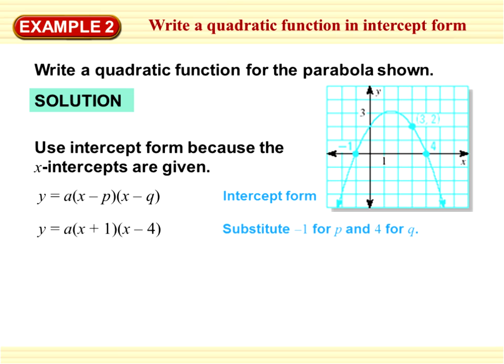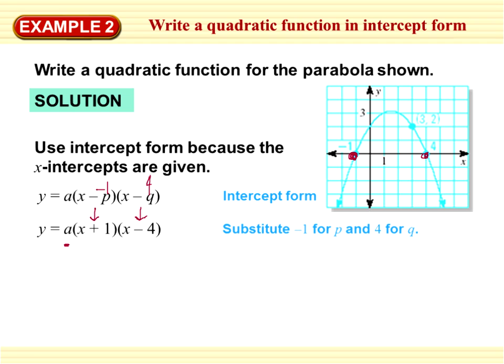So we have negative 1, so we're going to put that in. And then we have 4, and we're going to put that in. So when we simplify that, we have x minus negative 1, which is x plus 1, and x minus 4. We still have our a that we're going to have to solve for. So we're going to look for the other point on the graph, which is 3, 2.